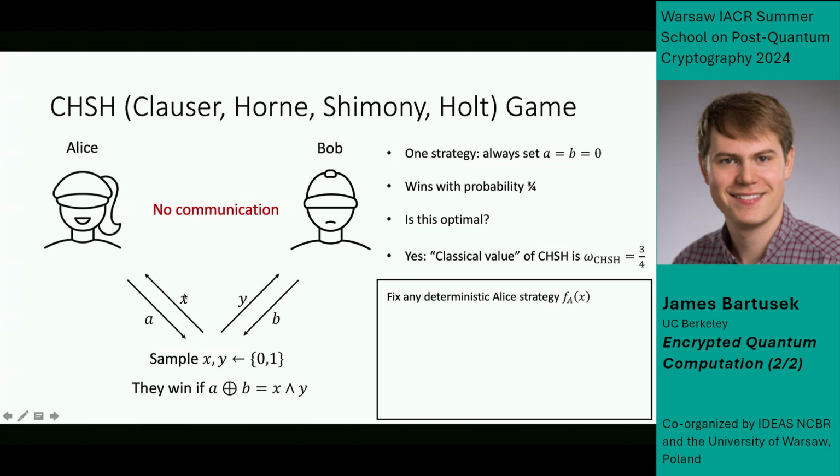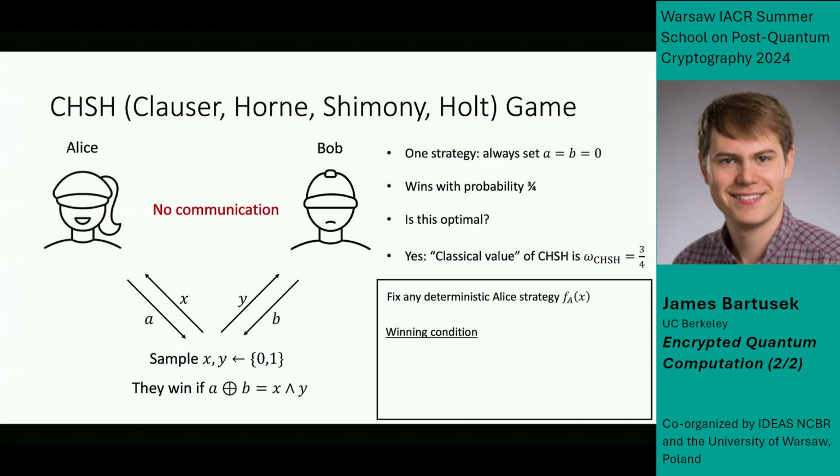A deterministic Alice strategy just assigns one answer bit if Alice receives the question 0, and it assigns a different bit if Alice receives the question 1.